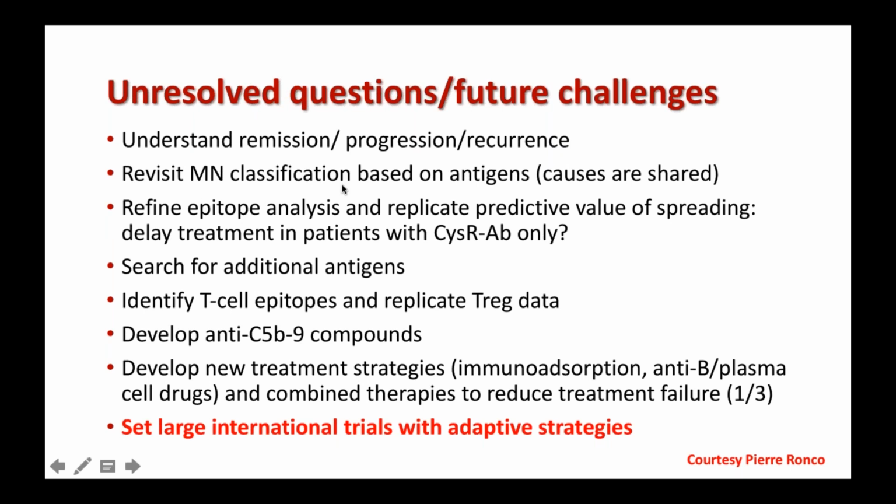As I described to you, we now need to revisit membranous nephropathy classification based on antigens because causes are shared. We need to develop our understanding of epitope analysis, and we need to look at the predictive value of spreading. Of course, as I said, in about 10% of patients with membranous nephropathy, we still cannot identify the antigen, which we need to do now. We need to identify T cell epitopes and replicate Treg data, which I did not show you. We need to develop new therapeutic compounds, treatment strategies, and so on.